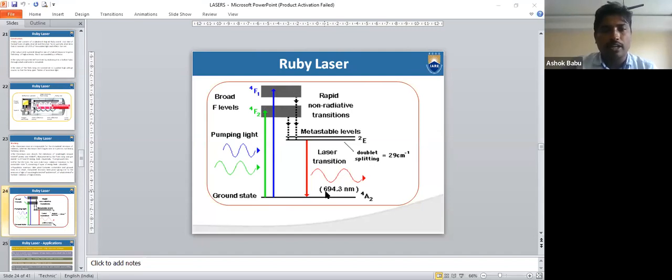One more thing about the laser transition: I forgot to tell the wavelength. A wavelength of 6943 angstroms is produced in the ruby laser, which is red in color.